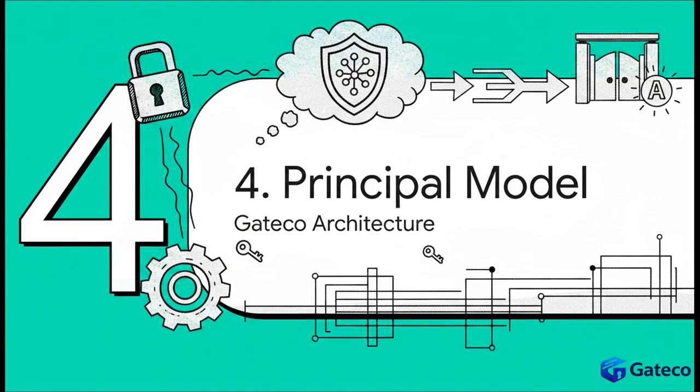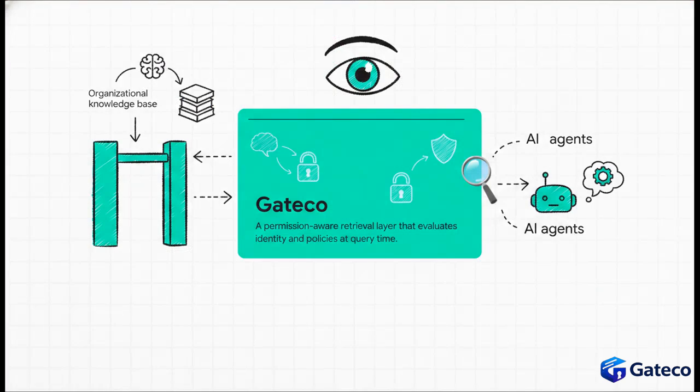Let's look at Section 4, the principal model. The real fix requires a completely new mechanism that works dynamically at runtime. And this brings us to a purpose-built solution called Gateco and its principal model. Gateco tackles this by acting as a permission-aware retrieval layer. Think of it as this incredibly smart security middleware sitting directly between your AI agents and your organizational knowledge base.